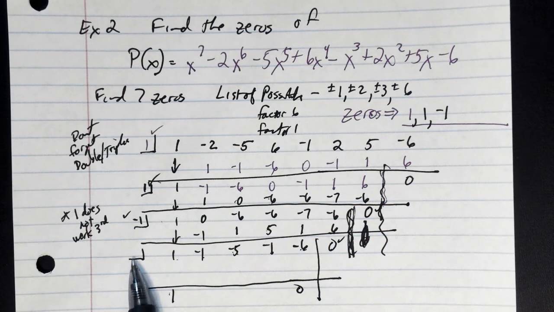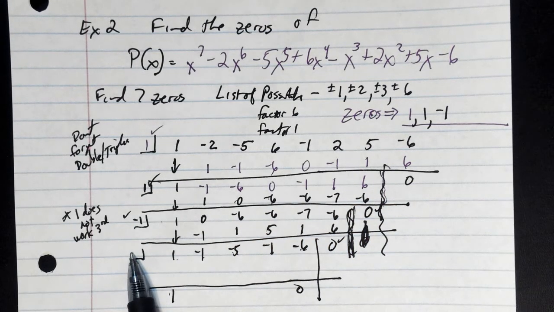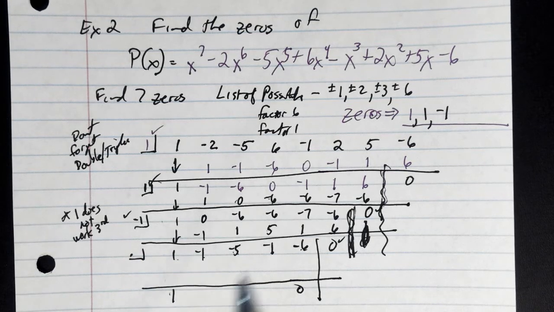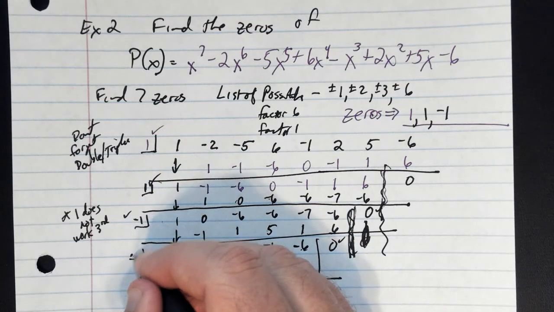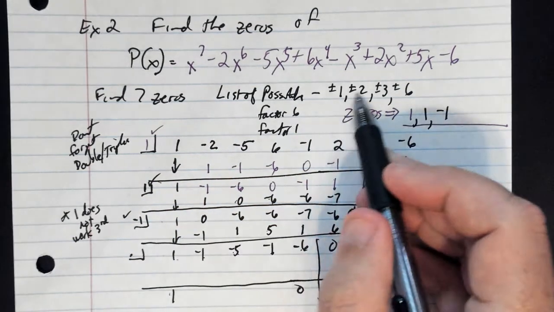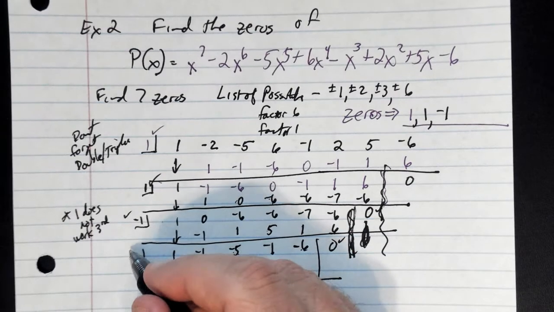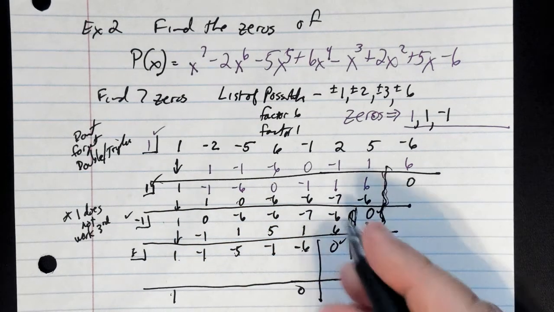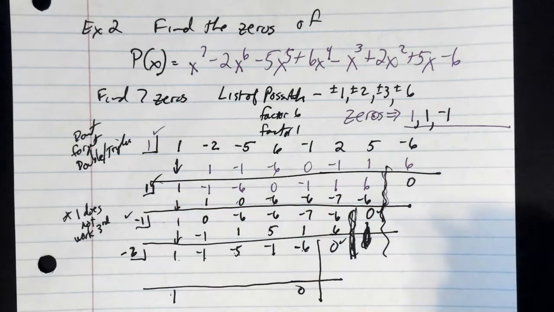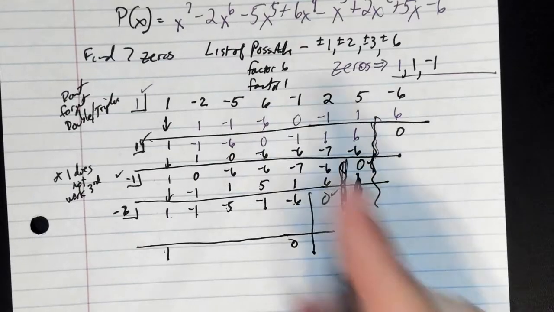Now, I would check negative 1 again. Okay? I would run negative 1 through and it will not work. So then I go to 2. I check 2 because that's next on my list. So we try 2, put 2 through, and it doesn't work. So then you would try negative 2. And I know it's tedious, but at least it's quick.